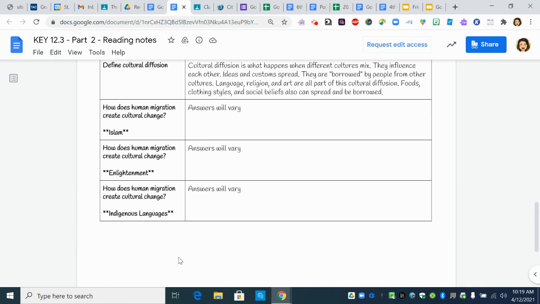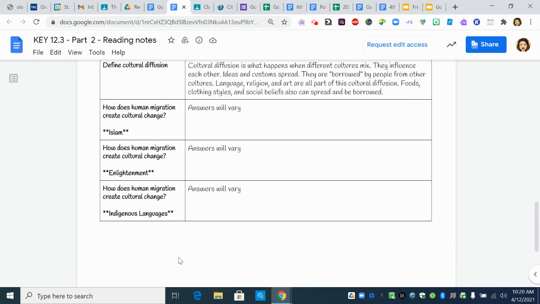And then finally, how does human migration create cultural change? When people move to different parts of the world, they bring their native languages with them. So some native languages like English and Chinese, those global languages that many people speak, are crowding out those old languages that people aren't speaking anymore. So we have researchers who are working with elderly people in those countries to make sure those languages are still spoken.